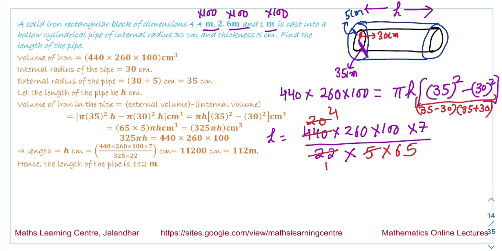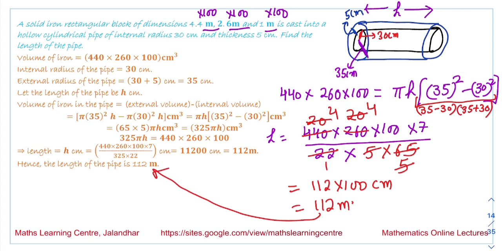Then we cancel these values: 13 5s are 65, and it is again 20 over here, and 5 4s are 20. The final answer that we obtain is equal to 112 into 100 centimeter, and this is equal to 112 meter. So this is the length of the pipe.